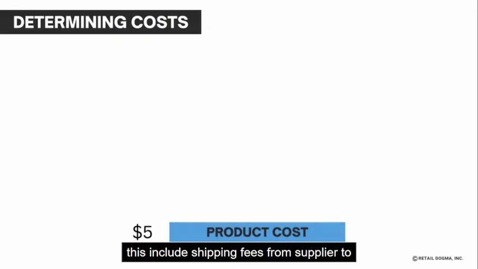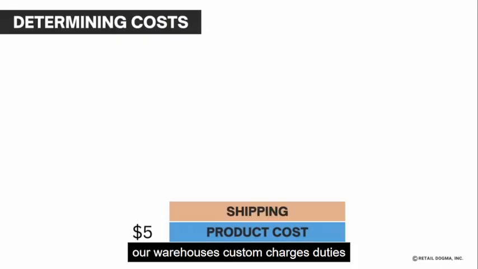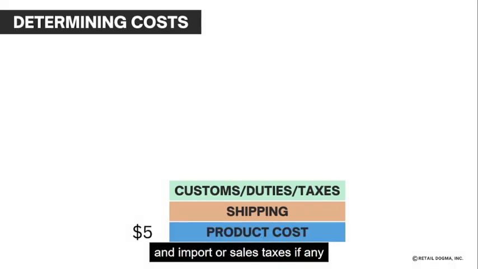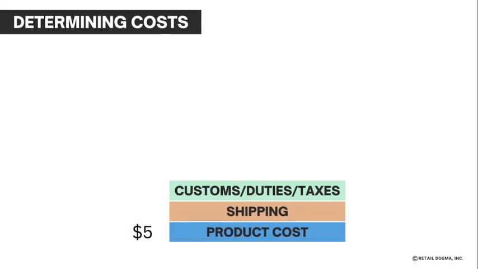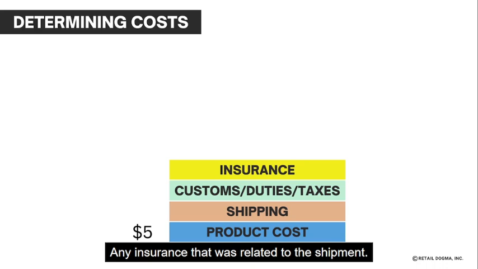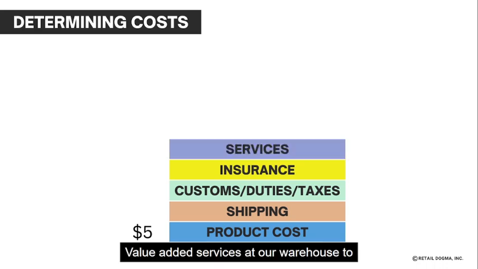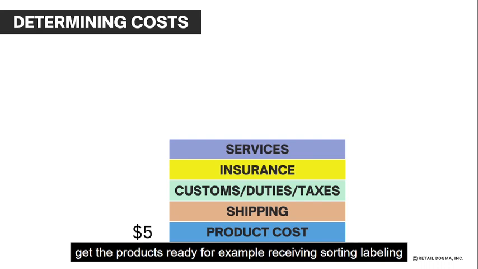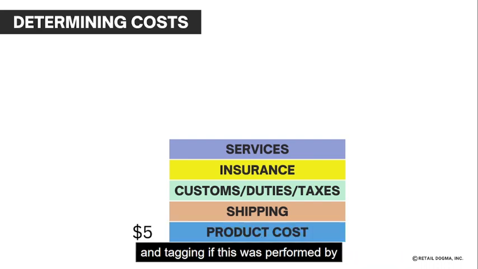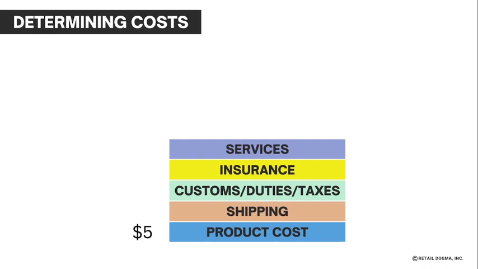These include shipping fees from supplier to our warehouses, customs charges, duties, and import or sales taxes if any, insurance related to the shipment, and value-added services at our warehouse to get the product ready, for example, receiving, sorting, labeling, and tagging if this was performed by a third party.